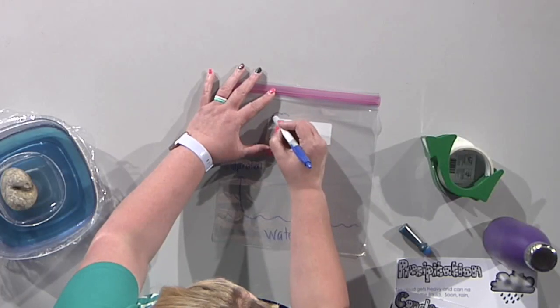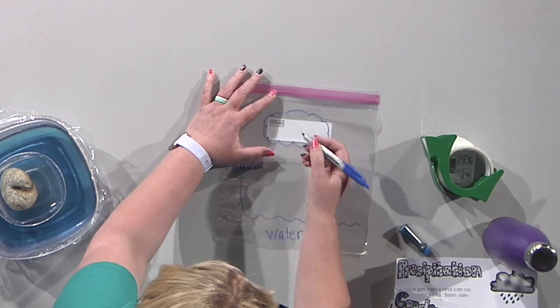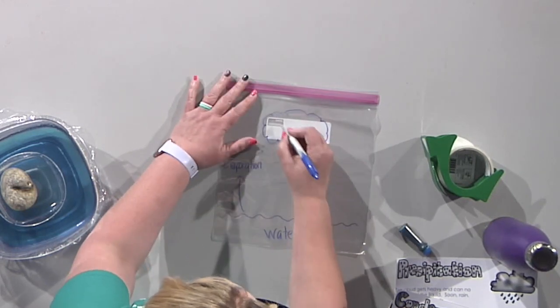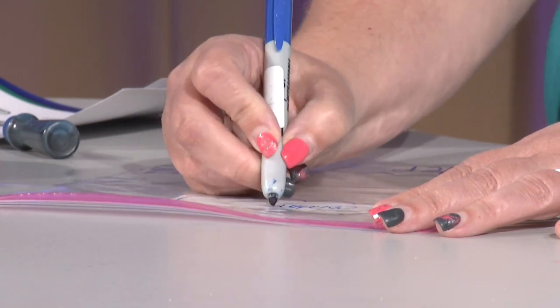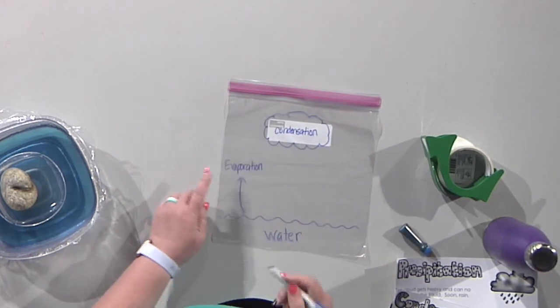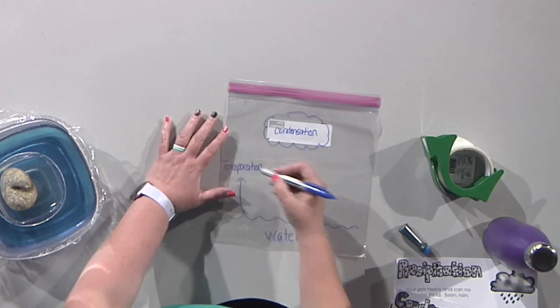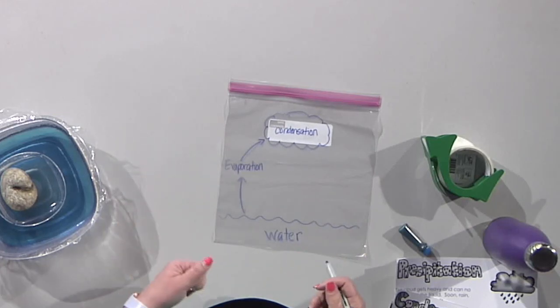So our next step in our experiment is we are going to draw a cloud, and I'm going to use the white part of my bag because it kind of looks like a cloud. And we're going to write condensation inside of our cloud. And I'm going to draw an arrow from evaporation, because that's what happens before condensation, over to condensation.